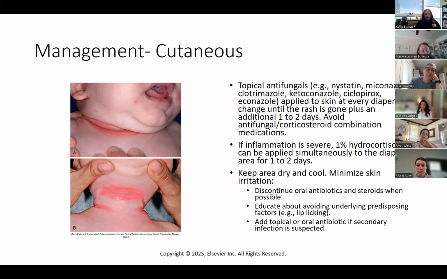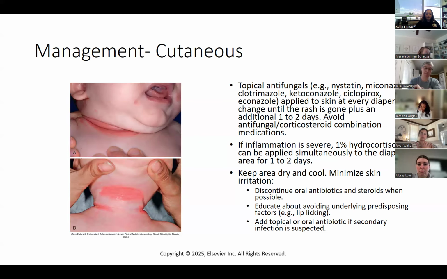Fungus like sugar, so anything with a corticosteroid is going to make that worse. If inflammation is severe, then you can do hydrocortisone as well with the nystatin or whatever you're using, to the diaper area for a couple days. And then you want to keep it cool and dry and all the things we already talked about. If they develop a secondary infection like an impetigo or a cellulitis, then you would treat with antibiotics. But this in and of itself won't respond to an antibiotic. It might actually get worse.